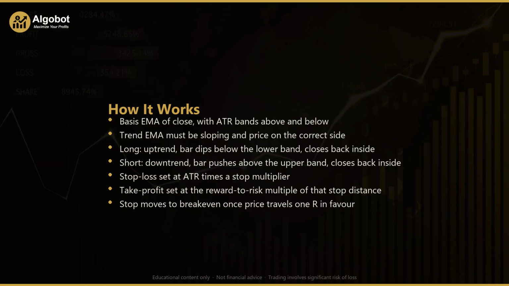The short side is a mirror image. In a confirmed downtrend, it waits for a bar whose high pushes above the upper band, but whose close comes back below it, signaling that the push higher was rejected.